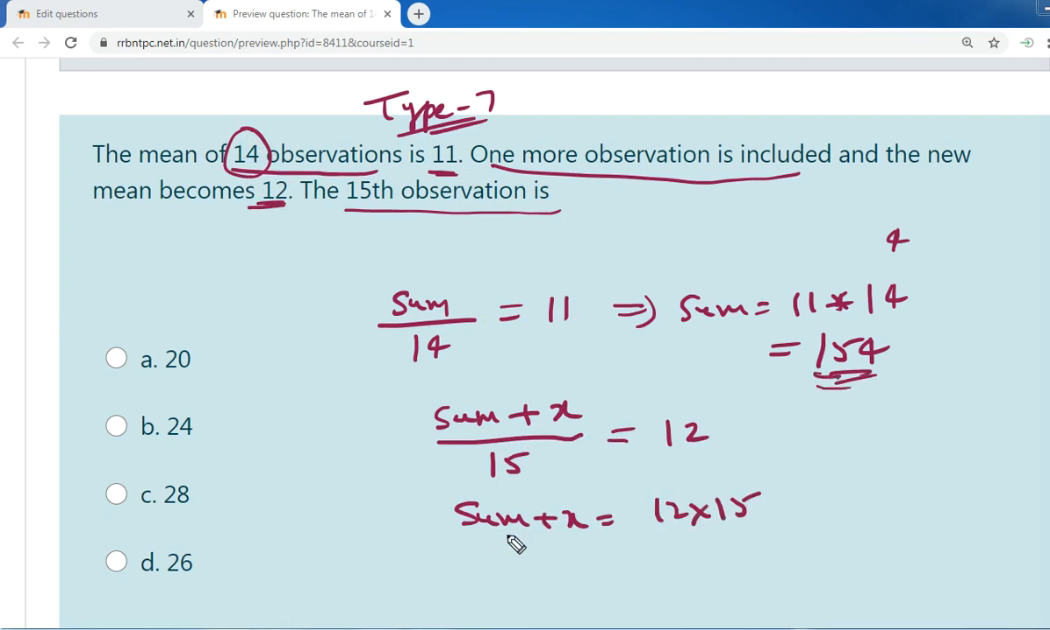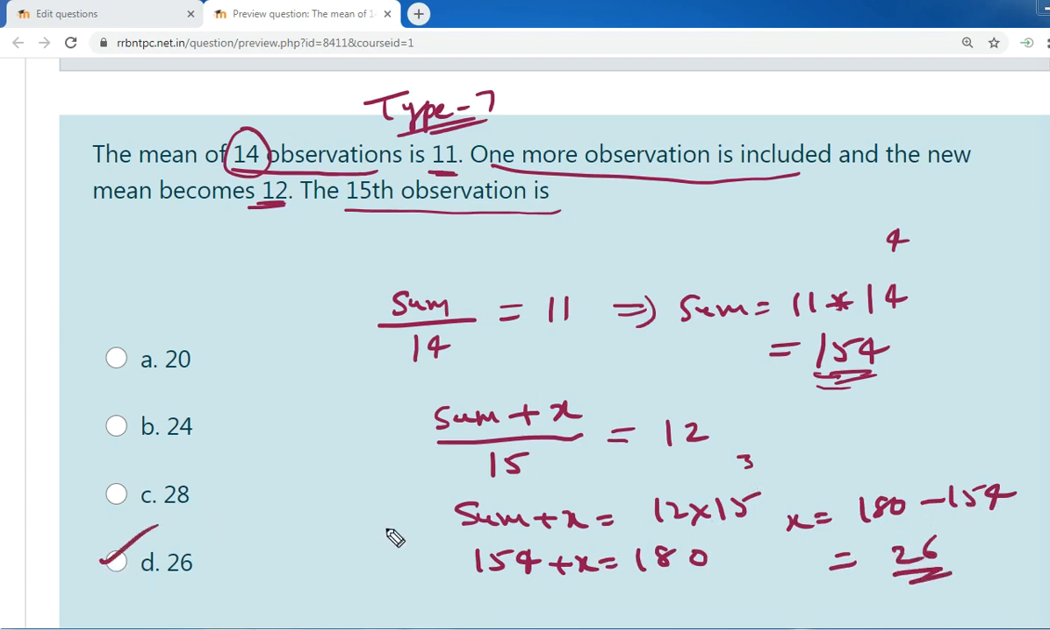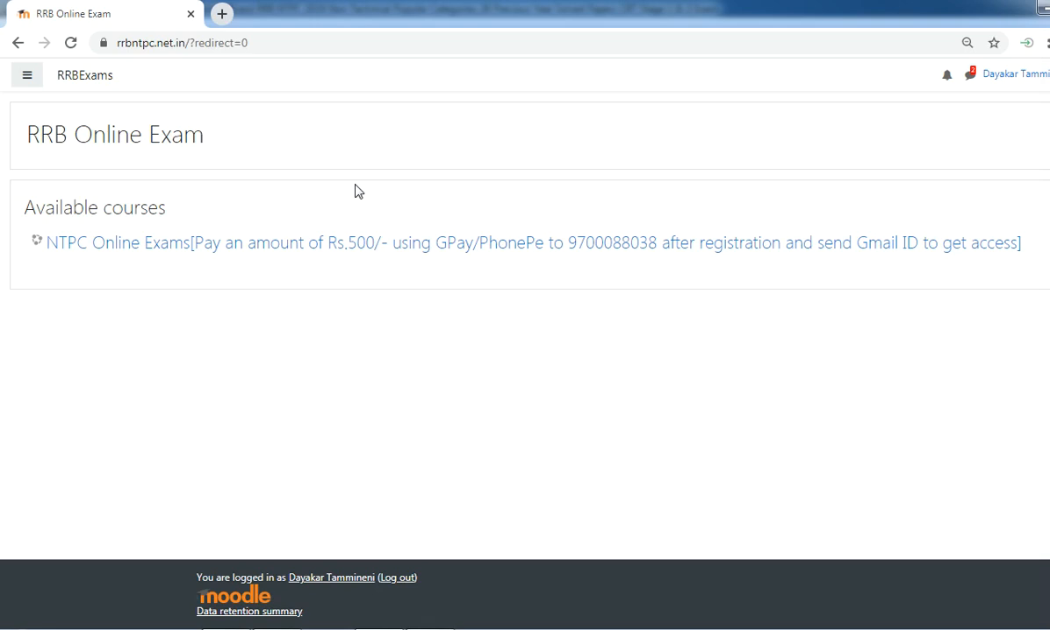What is the sum? 154. 154 plus x is equal to 12 into 15: 15 twos are 30, 15 ones are 15, 180. x is equal to 180 minus 154, that is equal to 26. So 26 should be the answer. Like this we can find these types of questions. These are the different varieties of questions that are asked in elementary statistics.